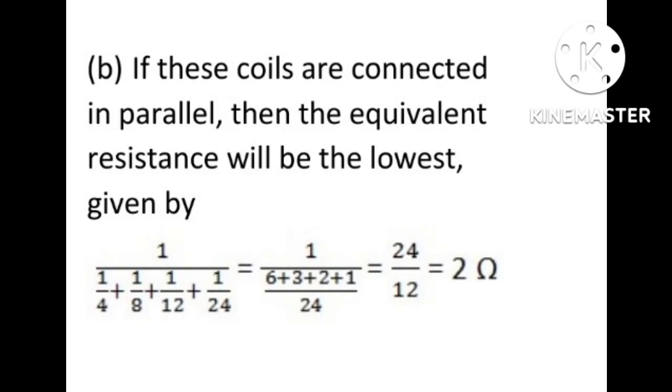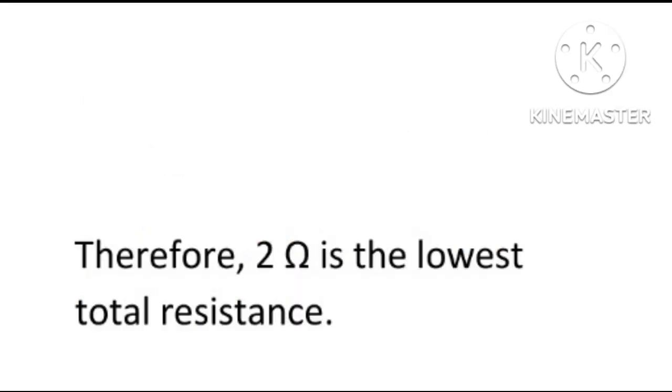In order to get the lowest equivalent resistance, we can use the parallel connection. By using the parallel combination, we will get the equivalent resistance as 1 by R equal to 1 by R1 plus 1 by R2 plus 1 by R3 plus 1 by R4. So we can substitute the values, then the value of R will be the reciprocal of that value, that is 1 by 4 plus 1 by 8 plus 1 by 12 plus 1 by 24. The value will be 24 by 12, that is 2 ohm. That is the lowest value of equivalent resistance. Therefore 2 ohm is the lowest total resistance.